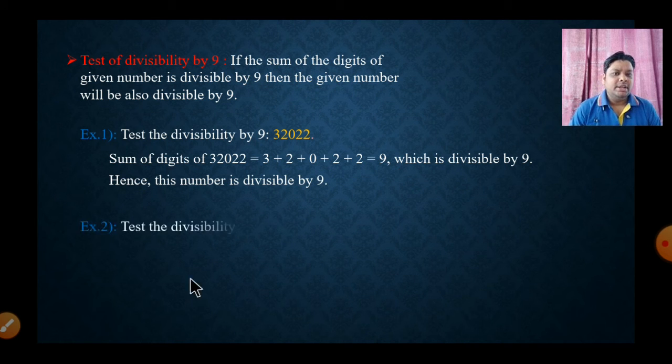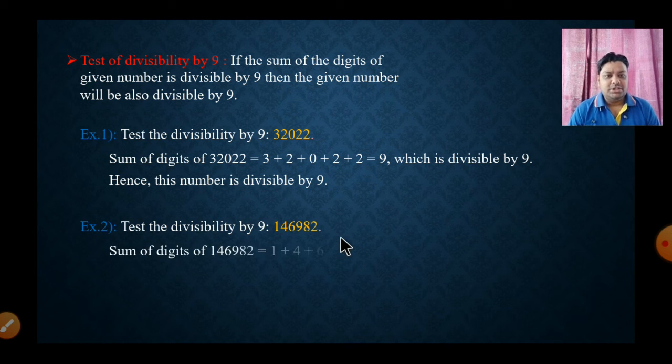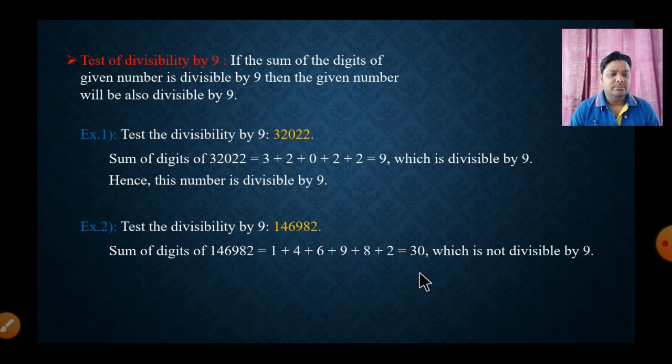Now let's take another question. Now 146982. After adding all its digits, it will be 30. And we know that 30 is not divisible by 9, because 9 3s are 27 and 9 4s are 36. And 30 lies between 27 and 36. It means this number is not divisible by 9. So we can say this number is also not divisible by 9.